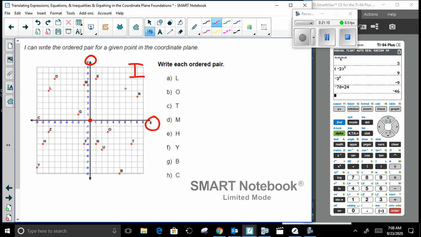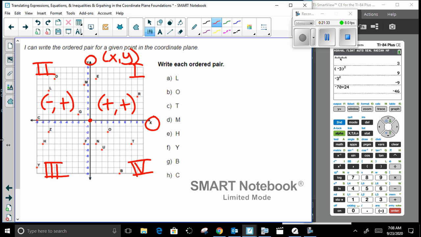Remember, quadrant 1, quadrant 2, quadrant 3, and quadrant 4. Another thing to remember that you have in your notes as well, an ordered pair is x and y. Any point in the first quadrant will be a positive x and a positive y. Any point in the second quadrant will be a negative x and a positive y. Any point in the third quadrant will be a negative x and a negative y. And any point in the fourth quadrant will be a positive x and a negative y.